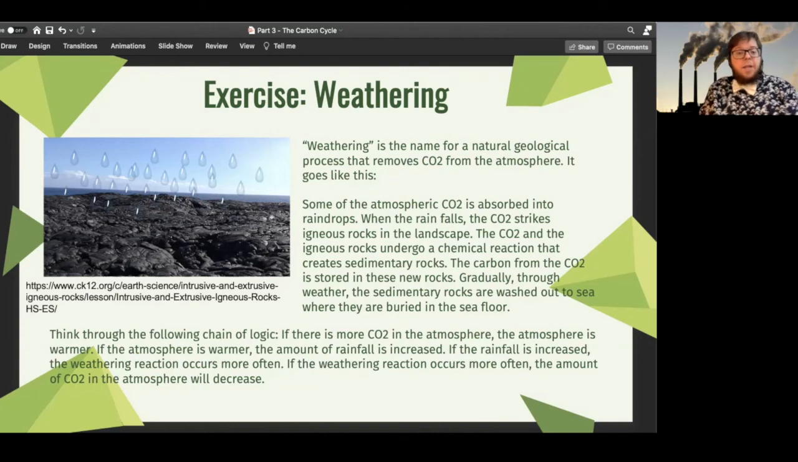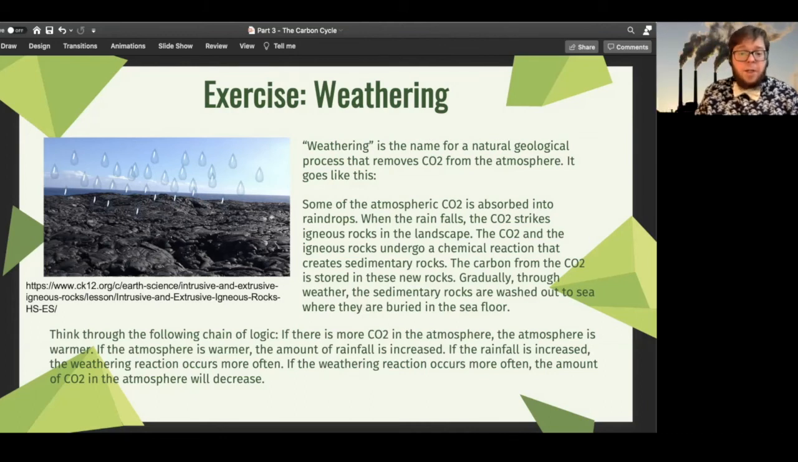The CO2 and the igneous rocks undergo a chemical reaction, which creates sedimentary rocks. So we're talking about converting igneous to sedimentary, which again, geological process. This takes many, many, many, many thousands of years. The carbon from the CO2 is stored in these new sedimentary rocks. And then gradually, through weather like wind and more rain and waves and erosion, these sedimentary rocks are washed out to sea where they are buried in the sea floor. And thus we have a flow of carbon from atmosphere to rain to rock to other kind of rock, all the way out to sea and down into the sea floor.